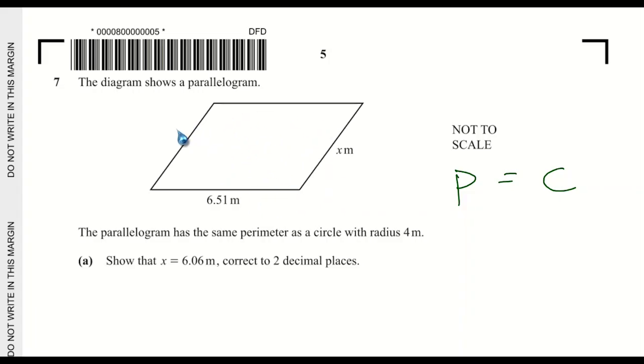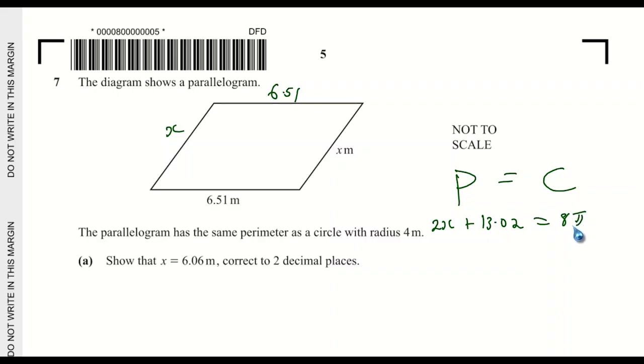So from here, what will be the perimeter of this parallelogram? The perimeter is the addition of all the given sides, right? So 6.51 here, opposite sides are equal. So for the parallelogram, the perimeter will be 2x plus 2 multiplied by 6.51, that is 13.02, equals the circumference of a circle, which is 2 pi r, right? The radius is 4, so that will be 8 pi.